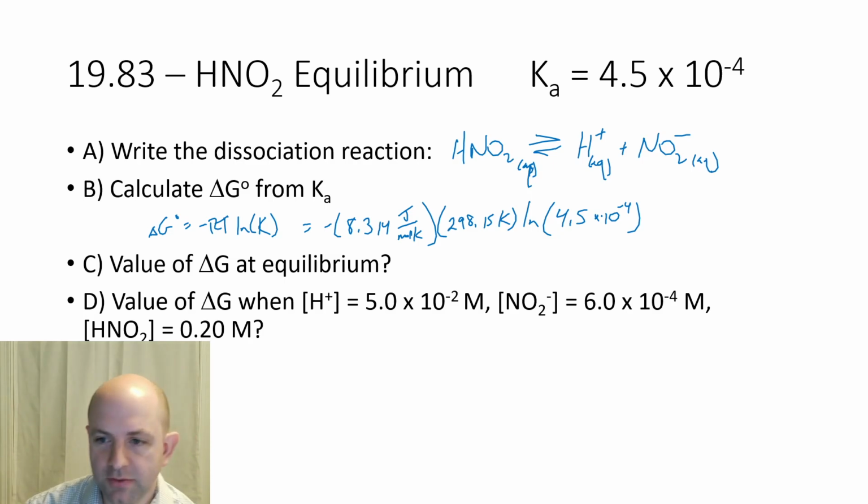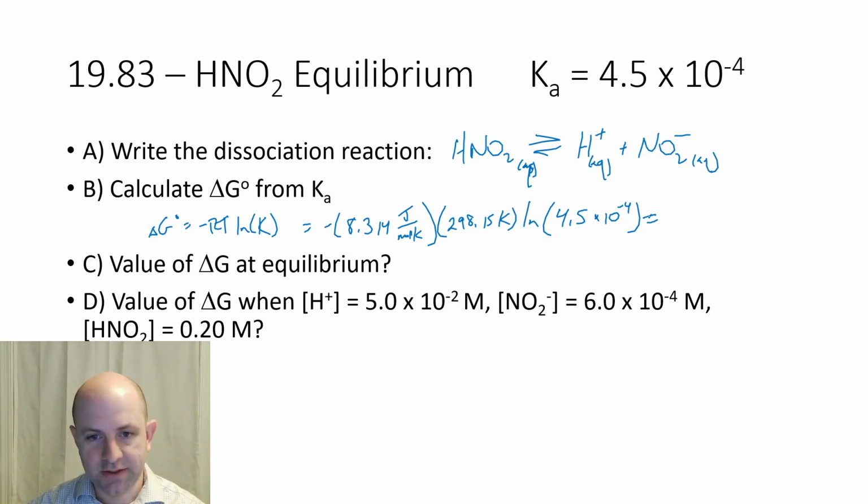So now we just plug this all into our calculators. So 4.5 times 10 to the negative fourth. Take the natural log. It's negative 7.706. We'll just leave it there without rounding for now. We will multiply by 298.15 Kelvin. We will multiply by 8.314. And then we'll multiply by negative 1.